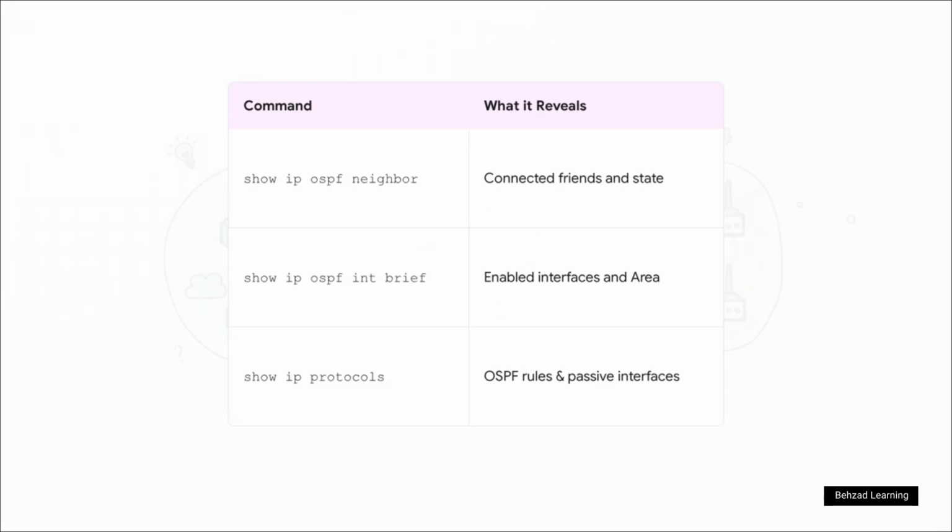But as the engineer, you have the actual tools to fix it. Here is your exact detective toolkit for the command line. Show IP OSPF neighbor is definitely your primary weapon. It tells you immediately who your friends are and whether or not they've reached that crucial full state. Now, if a neighbor is missing entirely, you run Show IP OSPF interface brief to make sure OSPF is actually turned on for the correct area on that specific interface. And then Show IP protocols is absolutely perfect for checking the overarching rules, like finding out if an interface was accidentally made passive. These commands literally reveal the invisible puzzle.